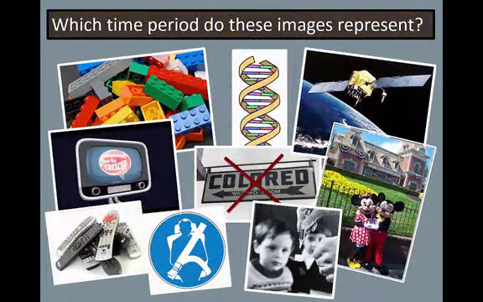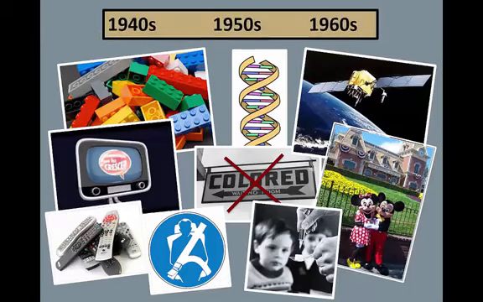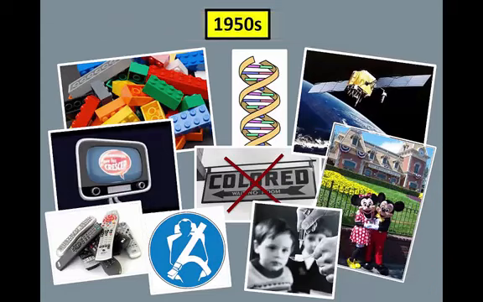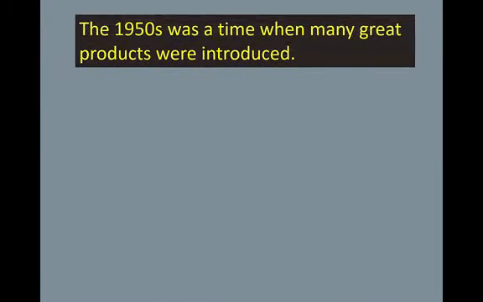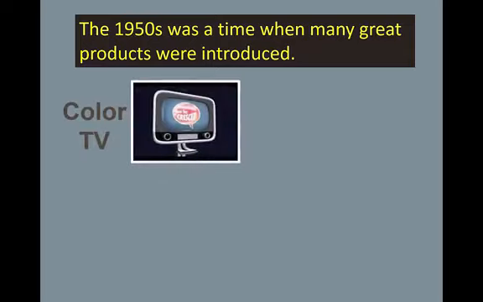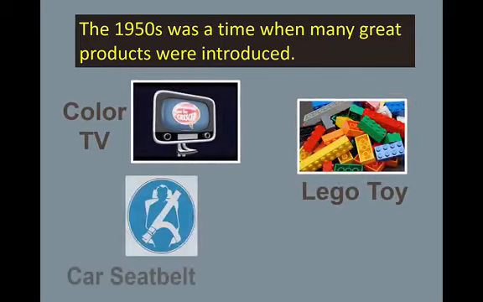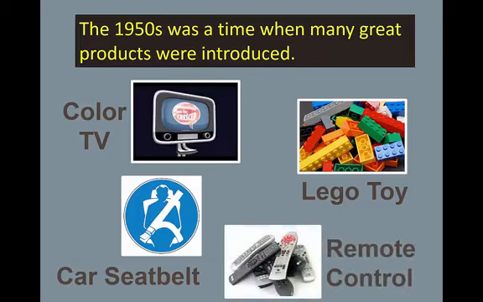Now take a look at these different images. Which time period do these images represent? The 1940s, the 1950s, or the 1960s? The correct answer is the 1950s. So let's talk about the history. Now, one thing that I can say about the 1950s is that the 1950s was a time when many great products were introduced, such as the color TV, Lego toy, car seatbelt, and remote control. Now, I think we can all agree that these are pretty great.